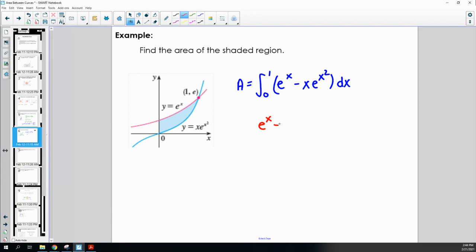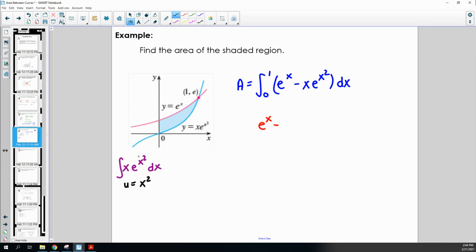But now when I go to take the antiderivative of x e to the x squared, I have to use u substitution. So I'm going to do that over here. If I have x e to the x squared dx, the first thing I have to do is figure out what u is going to be. So here I'll say that u is equal to x squared.